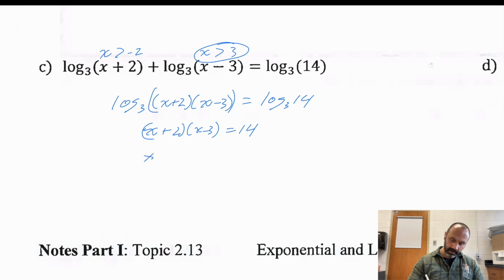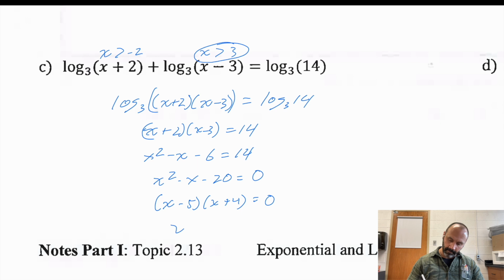So this is going to be x squared minus x minus 6 equals 14, subtract 14. So x squared minus x minus 20 equals 0. So we end up with x minus 5 times x plus 4 equals 0. Our solutions are x equals -4 and 5. However, x has to be greater than 3. And so -4 is out. So x just equals 5.